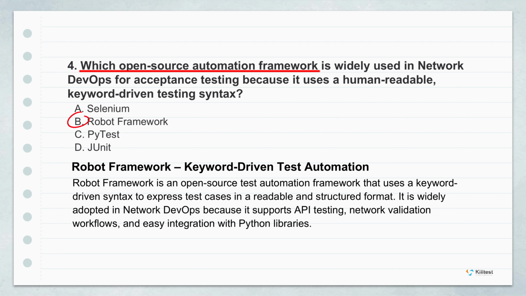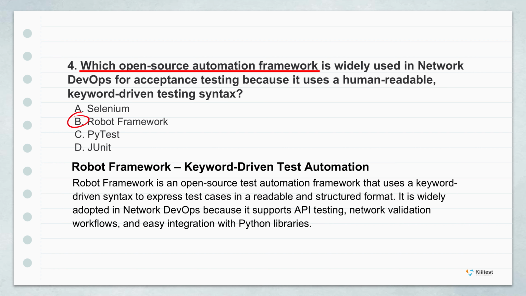Human-readable, keyword-driven testing syntax. Human readable, okay. You don't need deep programming skills to write comprehensive test cases. You can create tests using high-level keywords like check BGP neighbor state or verify API response 200. This approach makes it super accessible. It bridges the gap between traditional network engineers and software testers, letting teams build automated verification quickly.